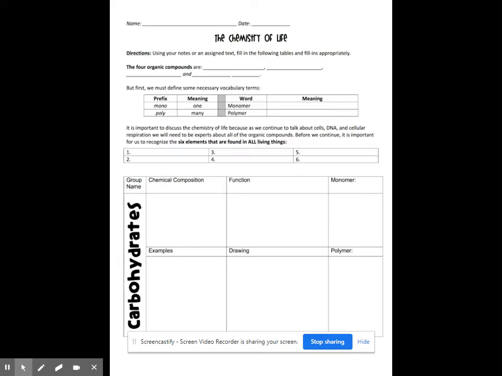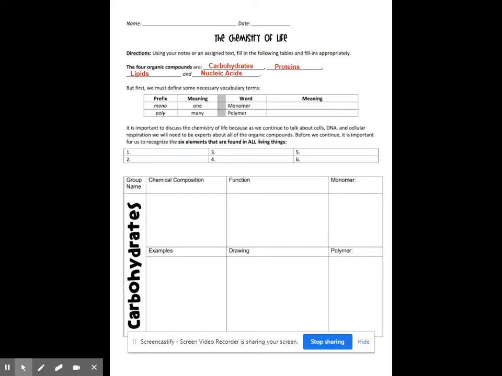Okay, so the chemistry of life, the 4 organic compounds. Remember yesterday I said that organic compounds and biomolecules and macromolecules, those are all going to be the same compounds that they're talking about. And what we're talking about are things like carbohydrates, proteins, lipids, and nucleic acids. Those are the 4 organic compounds, and they're big. So that's why they call them macromolecules, because they're big compounds, and they make up all living things. But first, we're going to define some necessary vocabulary terms.